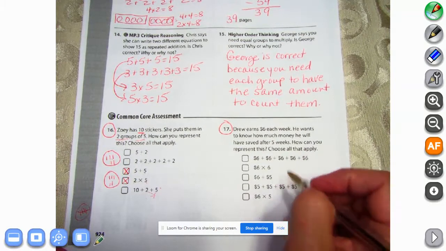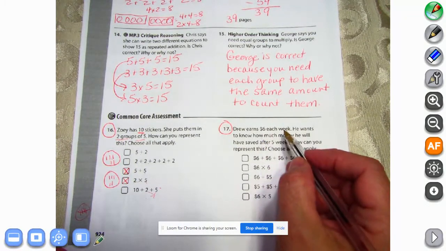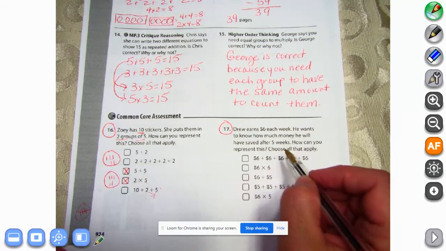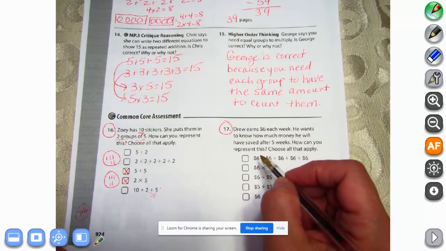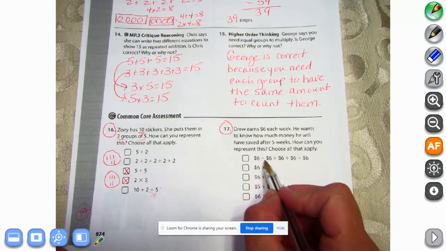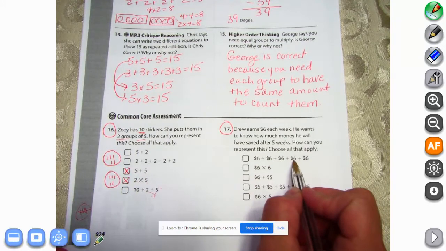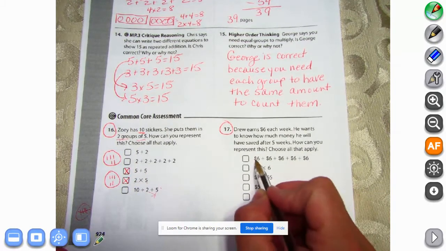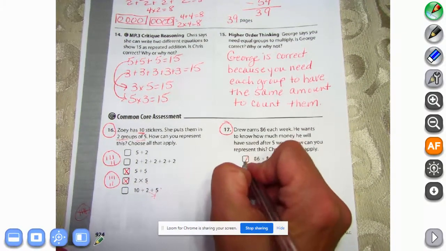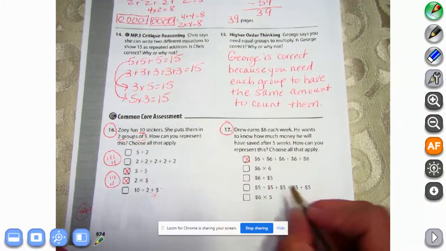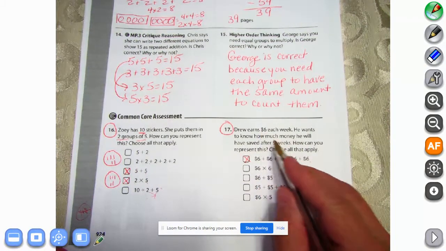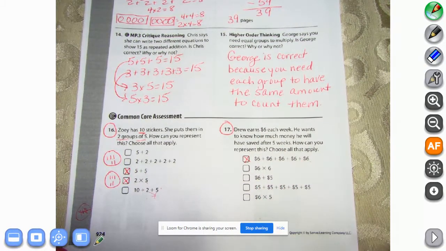Number 17, Drew earns $6 each week. He wants to know how much money he will have saved after 5 weeks. How can you represent this? Choose all that apply. So we have 6 plus 6 plus 6 plus 6 plus 6. 1, 2, 3, 4, 5. 5 weeks, $6 for each one. That works. 6 groups of 6. Well, it says $6 in 5 weeks, not 6 weeks, so that doesn't work.